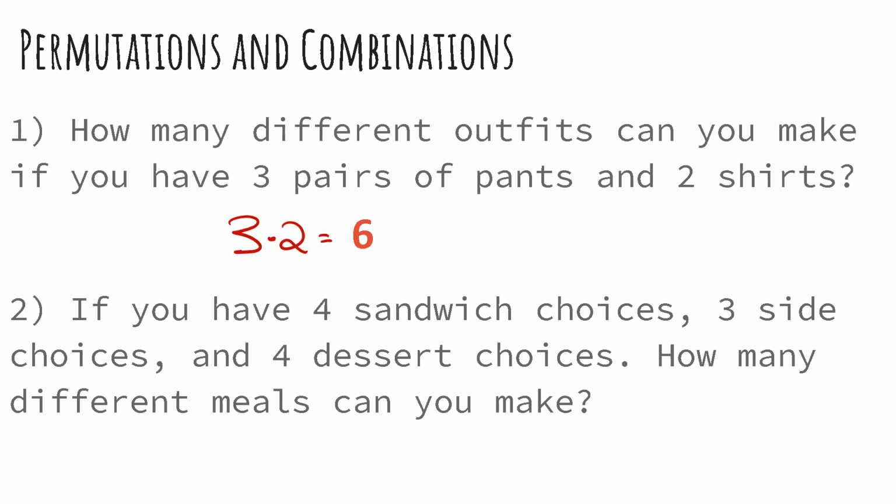3 times 2 is 6. Same thing with the second one. If you have 4 sandwich choices, 3 side choices, and 4 dessert choices, we want to know how many different meals we can make. We just multiply all the numbers together. So we do 4 times 3 times 4, which is 48.